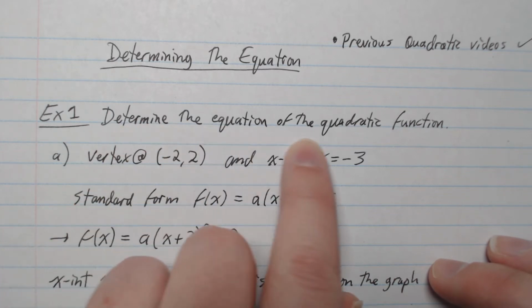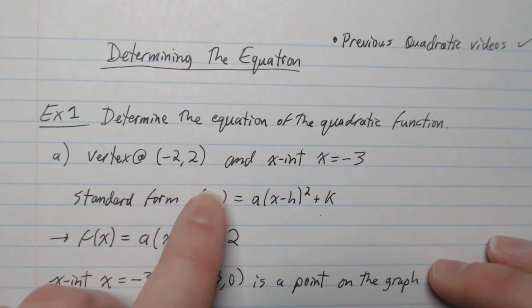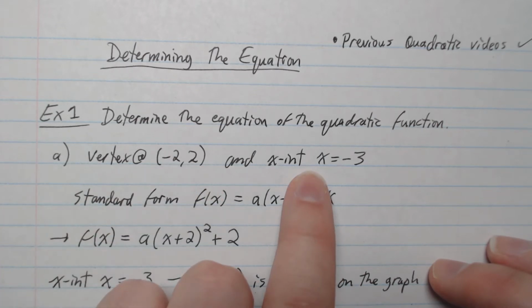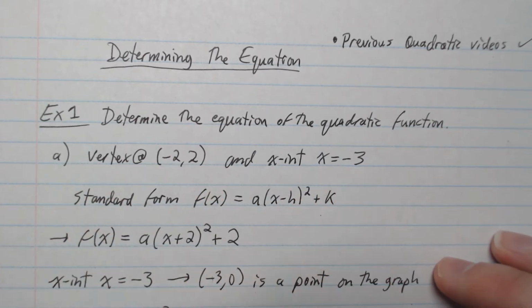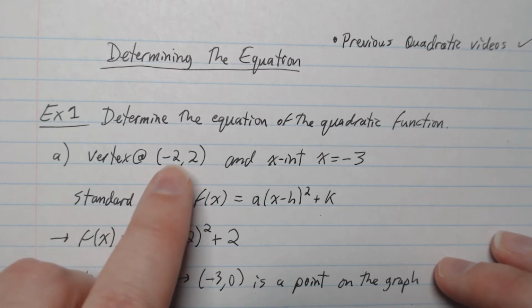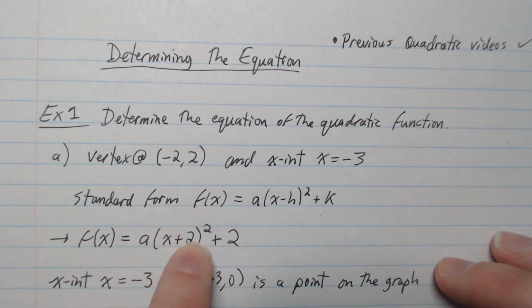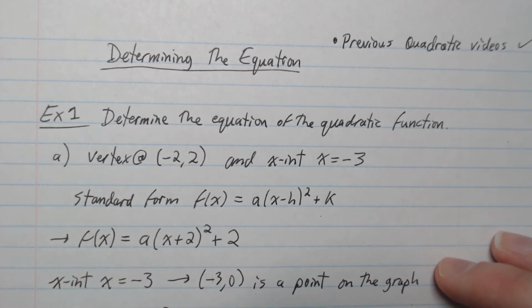Example 1, determine the equation of the quadratic function. So A, what's being given to us? A vertex at (-2, 2), and an x-intercept at x equals -3. So we have the standard form of our function, a(x - h)^2 + k. And since the vertex is at (-2, 2), we know that k is going to be 2, and then h is -2, which makes it plus 2 like that, right? What do you plug in to get this to be 0? We saw that to get your vertex. So this is our updated equation.